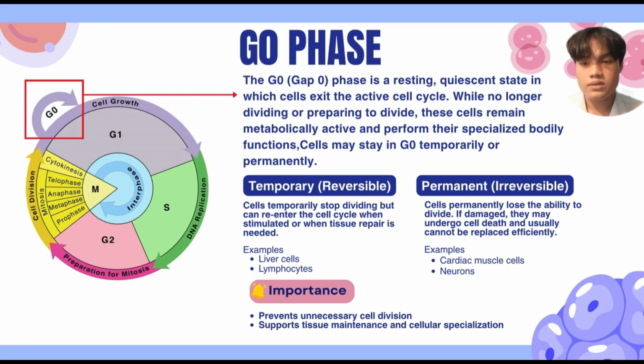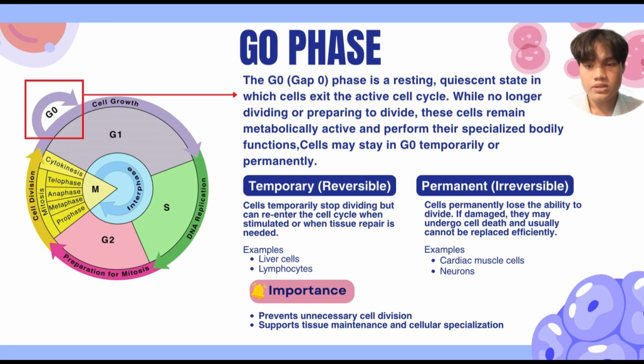The first is temporary or reversible G0. These cells can return to the cell cycle when they receive the right signals, such as for tissue repair. Examples include liver cells and lymphocytes. The second is permanent or irreversible G0. These cells permanently lose the ability to divide. If they are damaged, they are difficult or impossible to replace. Examples include neurons and cardiac muscle cells.